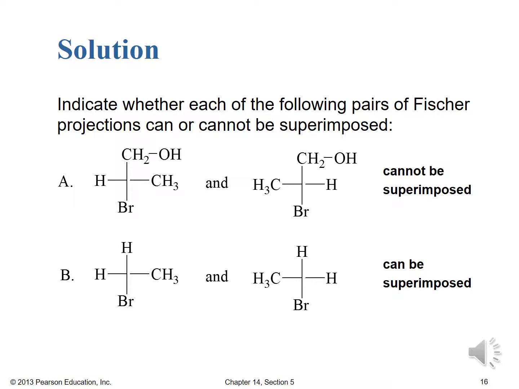For B, notice we have 2 bonds off that center carbon to hydrogen atoms. So because we have the same species bonded twice, we are not chiral, and therefore we can be superimposed because they are just simple rotations of one another. So there we have it. Hopefully you were able to make those correct determinations. If not, please do try some more. It does take a little while to get the hang of these Fischer projections. And finally, if you're still having trouble, then please reach out to me for help.